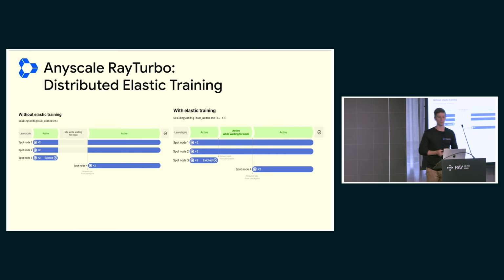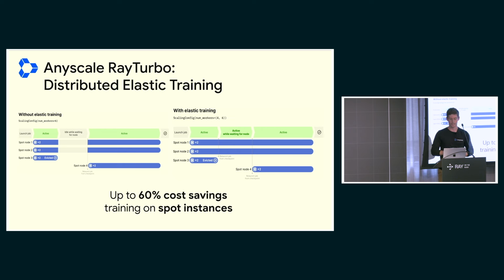So with RayTurbo, we've implemented elastic training. It will dynamically change the world size and allow you to continue training with the nodes that are still available in the cluster. And then once a new spot node is available, it will get added and scale back up to the full size. This can provide up to 60% cost savings, especially if you're training on spot instances, which often have these kinds of disruptions.